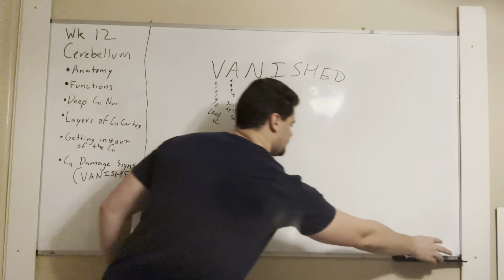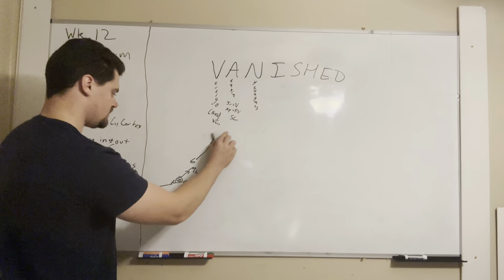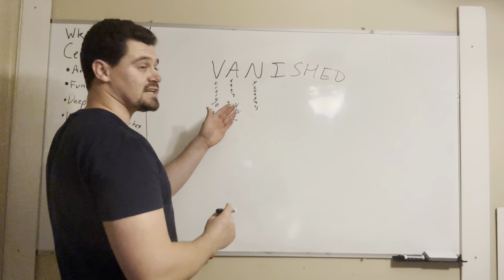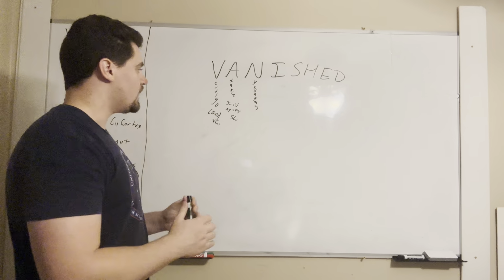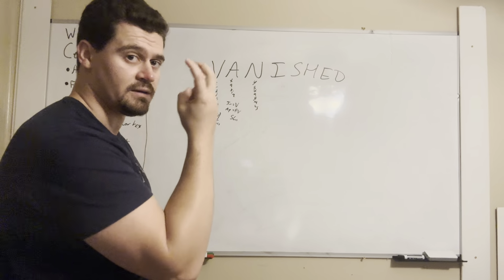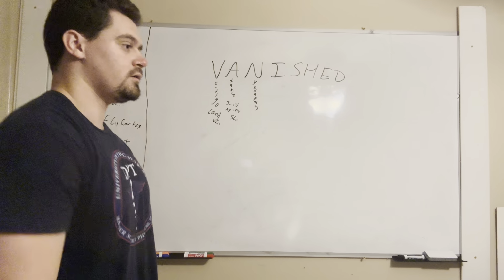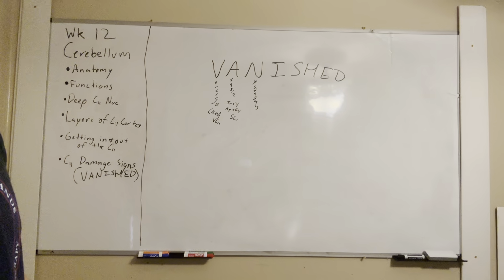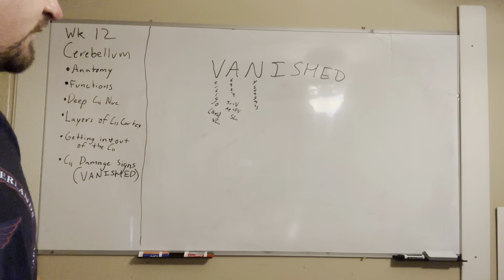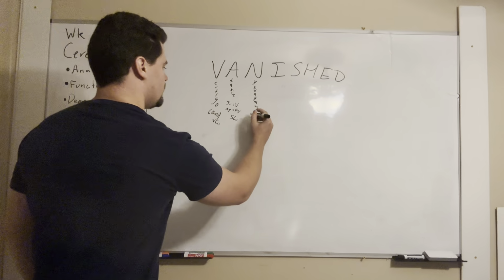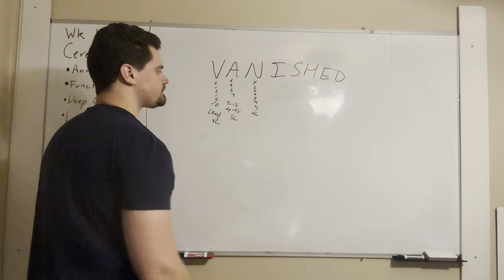So if something along this track was damaged, then we would show nystagmus. That's where our eyes are moving and doing the wobble. Okay. And that's going to be more associated with the inferior cerebellar peduncles, the vestibulocerebellum again. Okay.